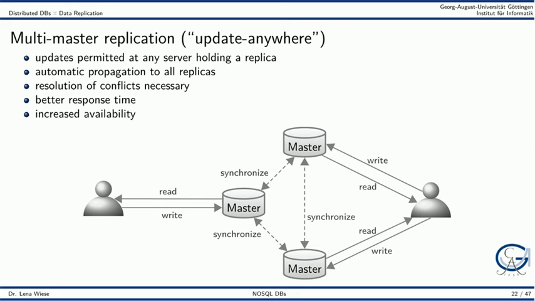Here, updates are permitted at any server holding a replica, and updates are automatically propagated to all replicas. If now concurrent writes by different clients occur, a resolution of such conflicts is necessary. A multi-master system offers better response time and an increased availability for write accesses because we avoid the bottleneck of a master server.